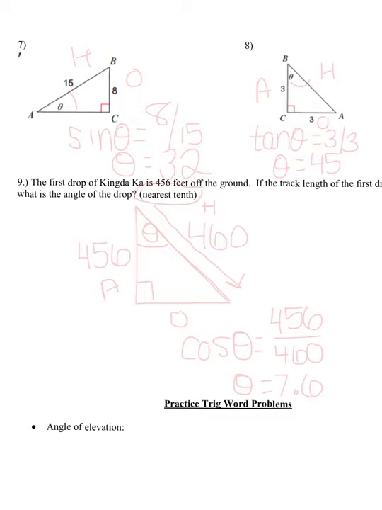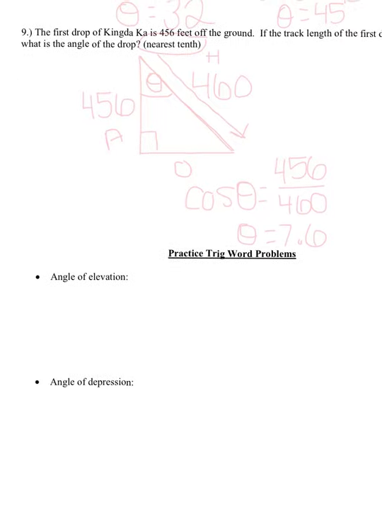Okay, so now we're going to be practicing some word problems. So it's a little bit of everything that we've been doing. First of all, there are 2 types of angles that we're going to be discussing. The first type is the angle of elevation. If this is my right triangle, the angle of elevation looks up. So this piece right here on the bottom corner is the angle of elevation.